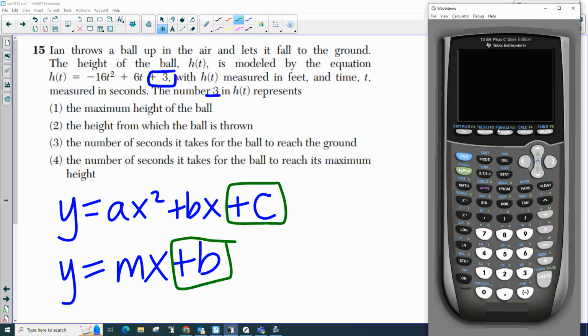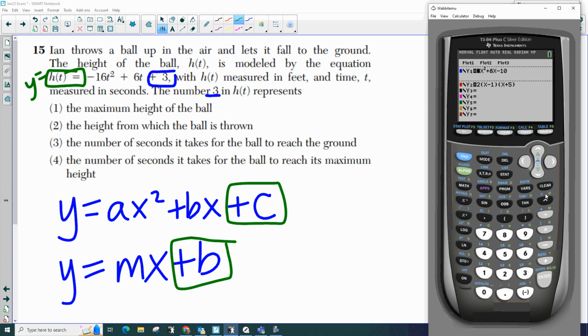Another thing, h of t equals is the same thing as if it said f of x equals, g of x equals, okay? Remember, anytime you see something like that, it's the same as y equals, and you're going to want to use your calculator. We can use y equals for all kinds of stuff. So clear out whatever's in there, and then don't lose that negative sign. It's negative 16x squared plus 6x, and we're going to use x. I didn't even say that before, but remember, when we type into our calculator, we just change the variable to x. And then plus 3.